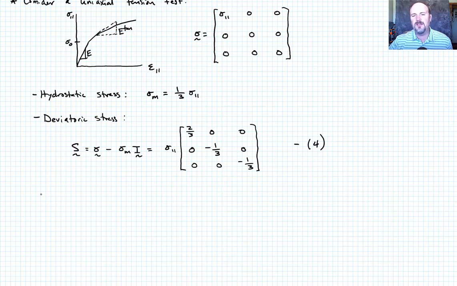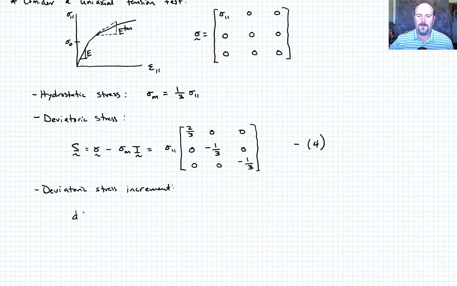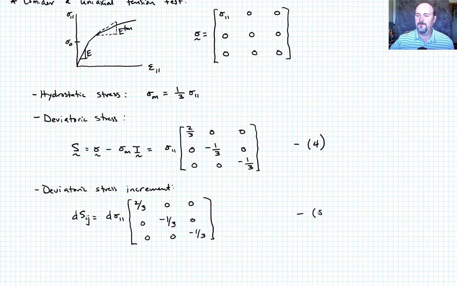We could similarly write the deviatoric stress increment. It's going to look very similar to that. We could just say that d S_ij is equal to d sigma 1,1 times the same matrix: 2/3, 0, 0, 0, negative 1/3, 0, 0, 0, negative 1/3. Okay? We'll call that equation 5.